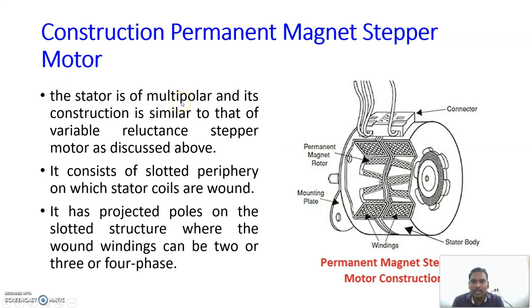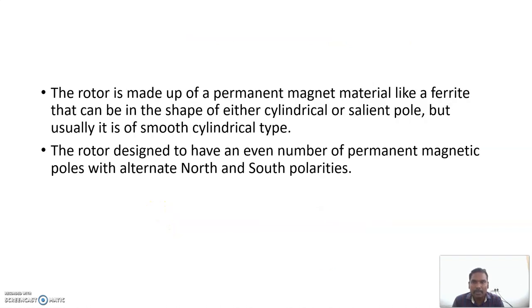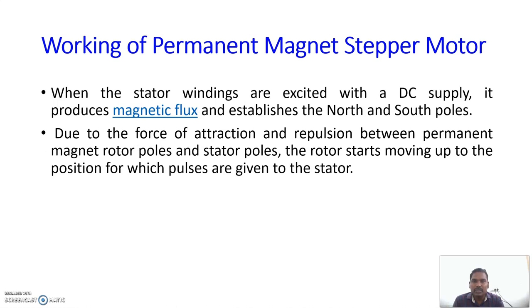The stator is multipolar and its construction is similar to that of the regular stepper motor discussed above. It consists of a slotted periphery on which stator coils are wound. It has projected poles on the slotted armature where the wound windings can be 2 or 3 or 4 pieces. The rotor is made up of permanent magnet material like ferrite that can be shaped as either cylindrical or solid pole type, but usually it is a smooth cylindrical type. The rotor is designed to have an even number of permanent magnetic poles with alternate north pole and south pole.